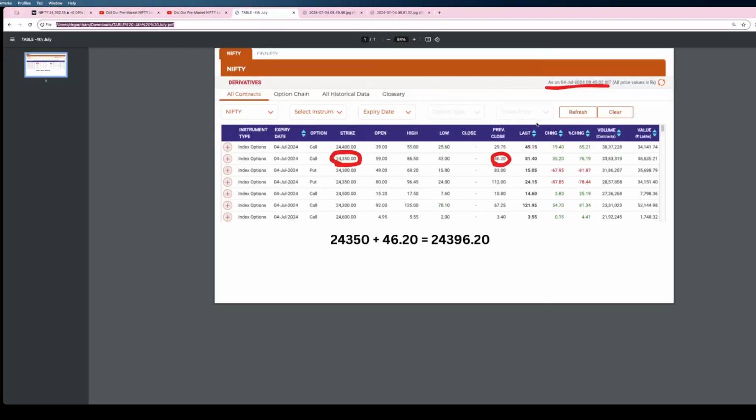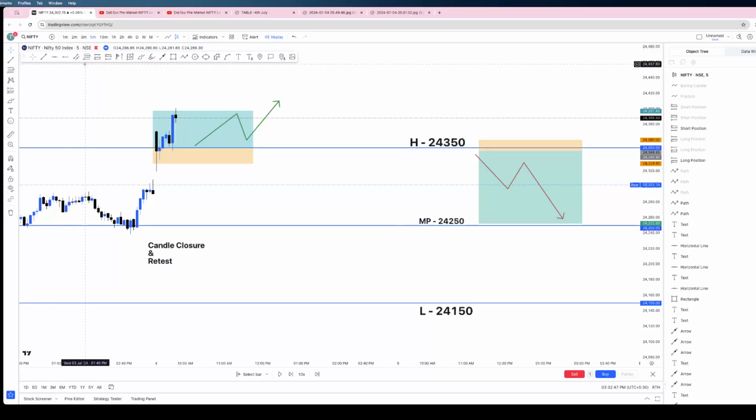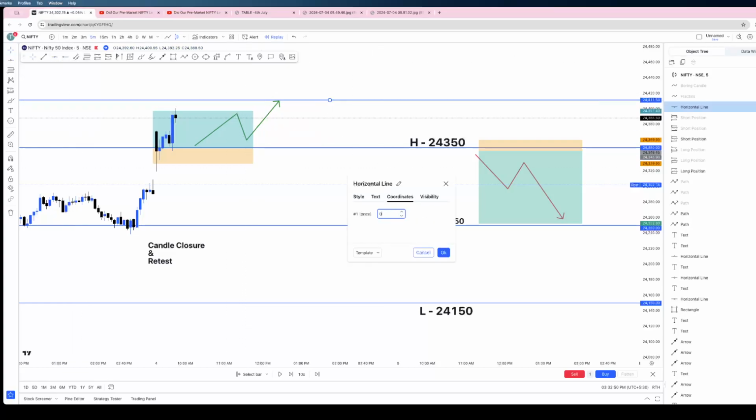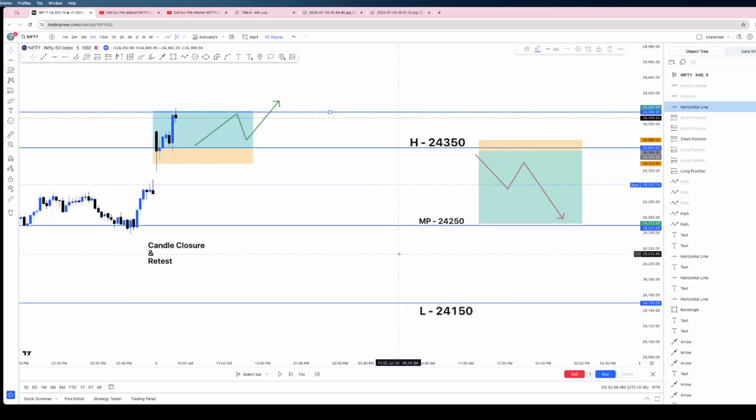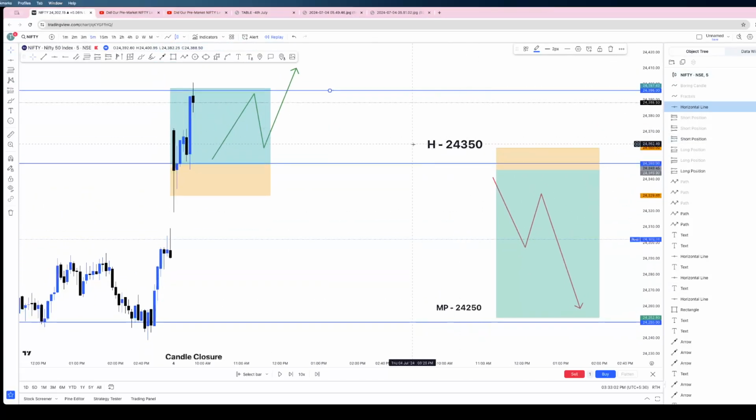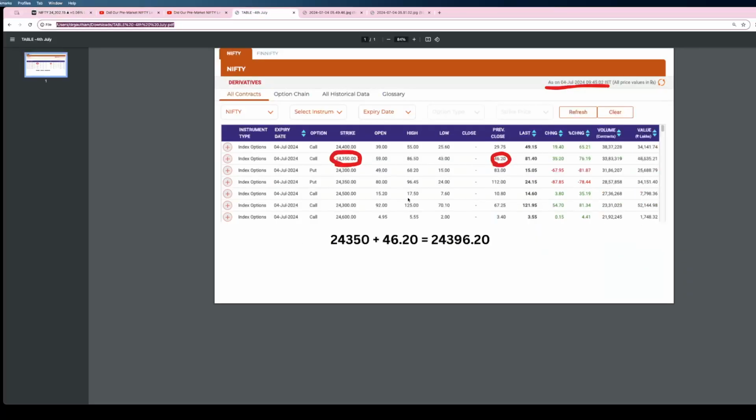Today, at the market open, this is a screenshot of today's table from the NSE website. 4th July, 9:45. We had the 24,350 call option with the previous close of 46 rupees. So the effective value comes to around 24,396. Let me draw a line at 24,396. Once you get the retest over here, the first target should be 24,396 because it has closed above 24,350. Since the market is bullish, for the call option we will have to add the previous close.